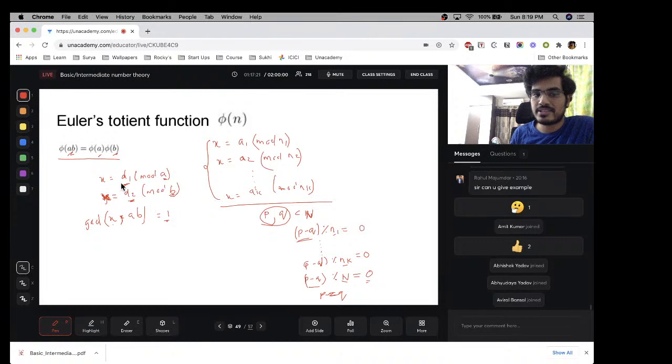This is because since d1 is coprime to a, x is coprime to a. Since d2 is coprime to b, x is coprime to b. And hence, x is coprime to a into b. Since we already know that a d1 and d2 pair can correspond to only one coprime to ab, the number of such pairs will be equal to phi of a into phi of b. There are phi of a number of d1s, there are phi of b number of d2s. Each d1 d2 pair corresponds to one coprime of a and b.